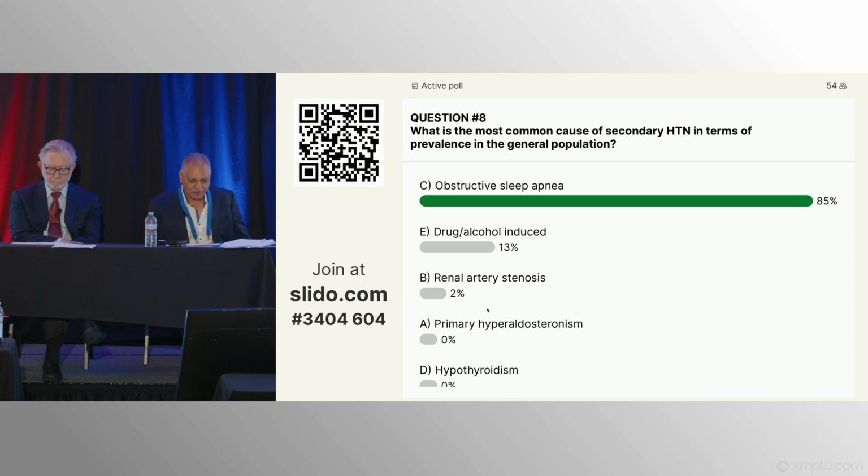80%, 85% obstructive sleep apnea. Rich, let me ask you this question. I rarely search for secondary causes of hypertension. What's your approach? Yeah, I would agree with that.